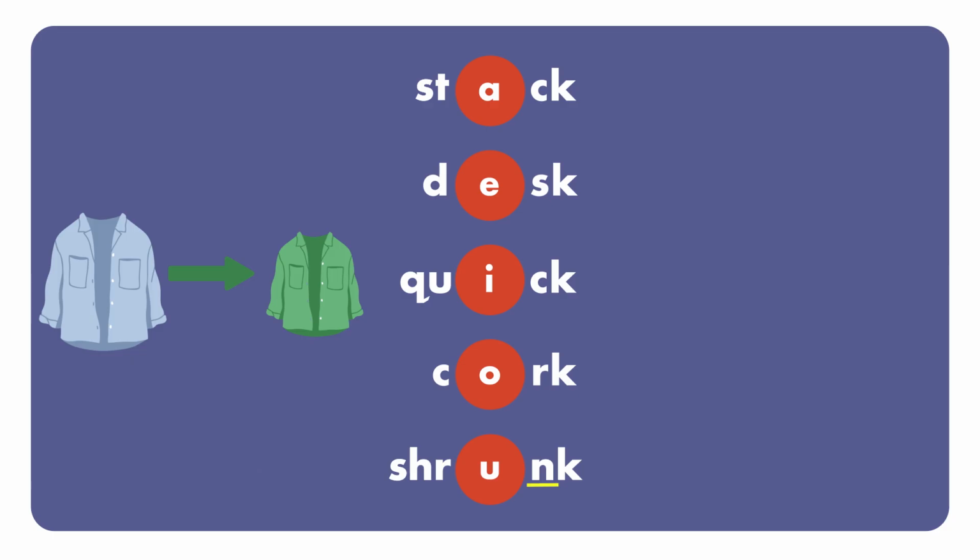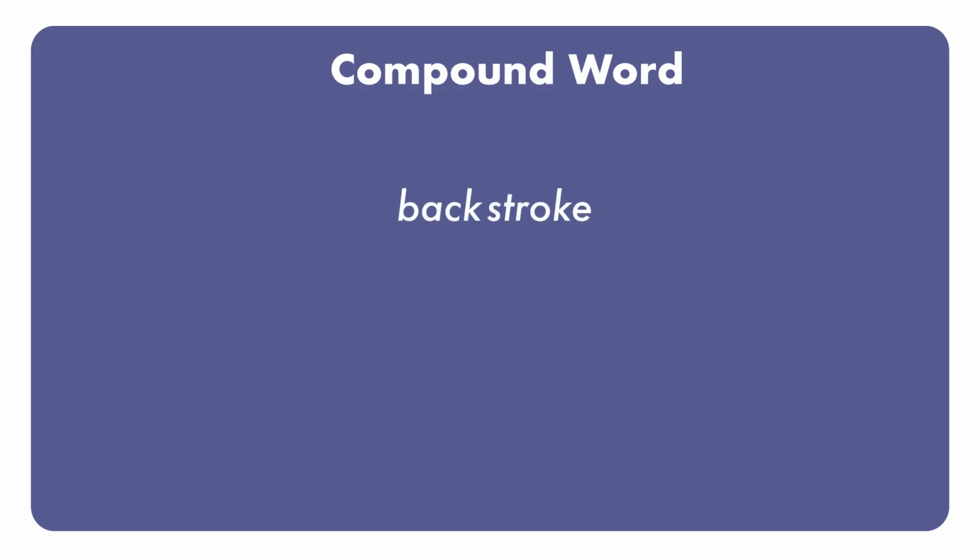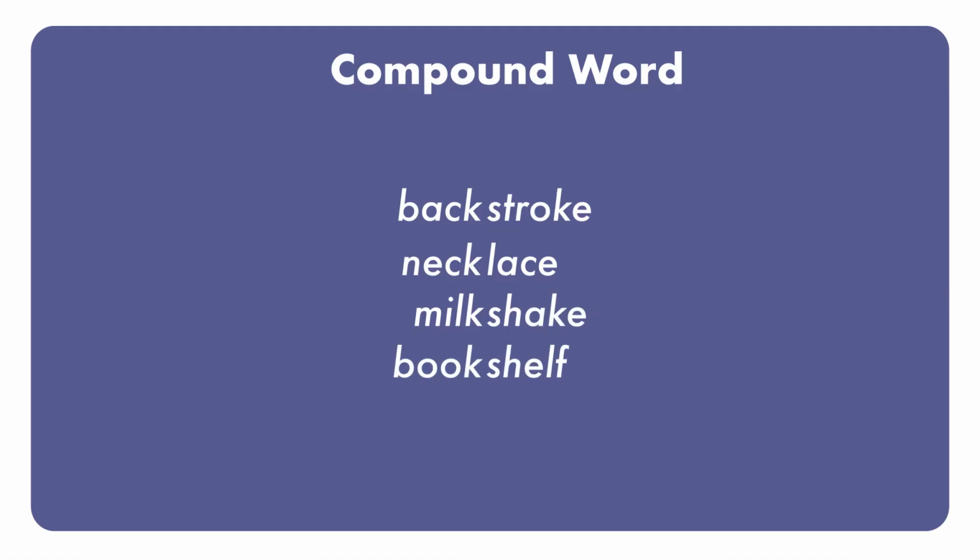Can you erase your writing so that I can show you one more spelling strategy before we finish our lesson? Lastly, a compound word is two small words that go together to make one word. For example, backstroke, necklace, milkshake, and bookshelf. In order to spell compound words correctly, you must combine two spelling strategies: hearing sounds in words and meaningful parts of words with spelling rules.